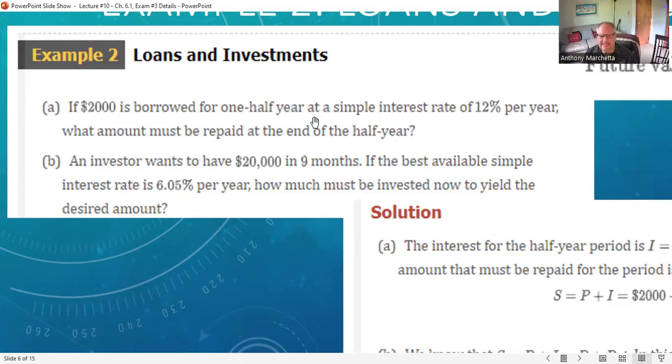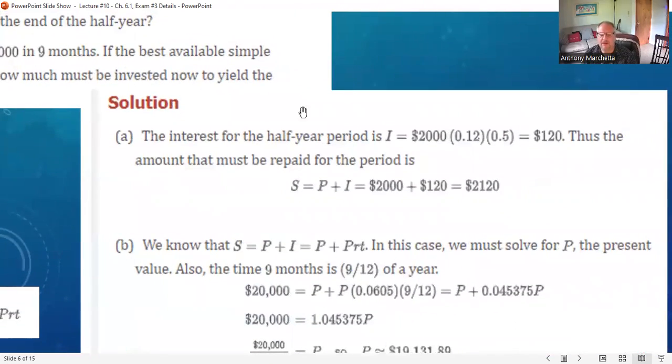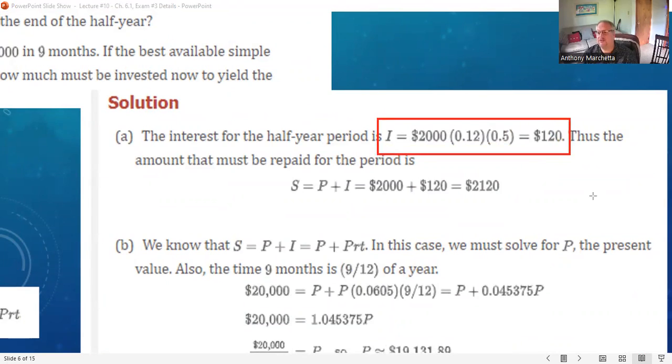So in this case, what are we doing? It looks kind of like our last question. Let's take a look at what the solution is. They're saying, okay, well, the interest for the half year is going to be specifically this. Now notice, these are the numbers they gave you straight out. They told you it's $2,000, it's 12%, and it's for half the year. So then you think about P is 2,000, rate is 0.12, and 0.5 is going to be the time because it's a half year period.